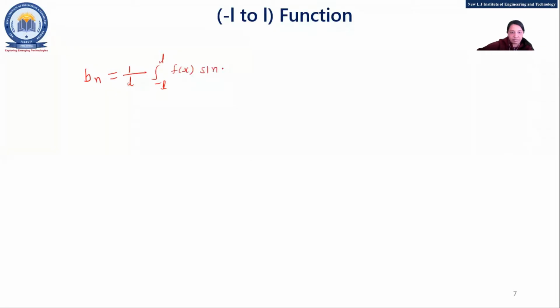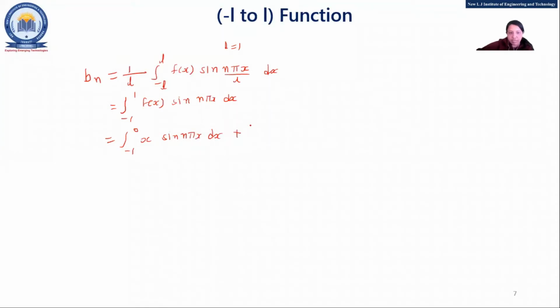f(x) sine, obviously with dx, sine n pi x by L dx. Put the value of L equal to 1. Remember that L equal to 1, so no need to write this. Minus 1 to 1, f(x) is discontinuous, so directly I am not writing that. Sin n pi x dx. Now put the value. So it will be minus 1 to 0. My f(x) would be x at that place: sin n pi x dx.